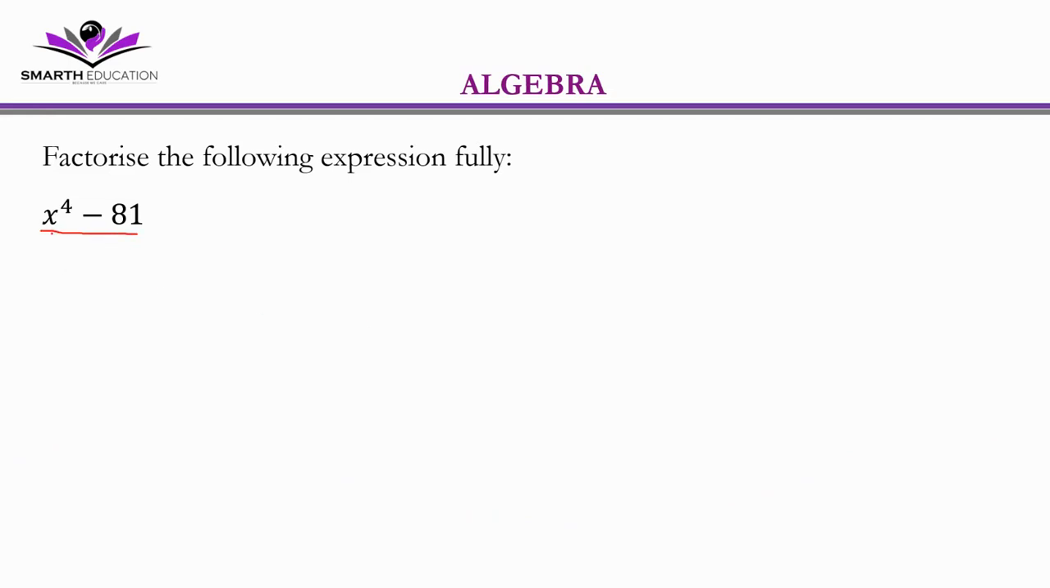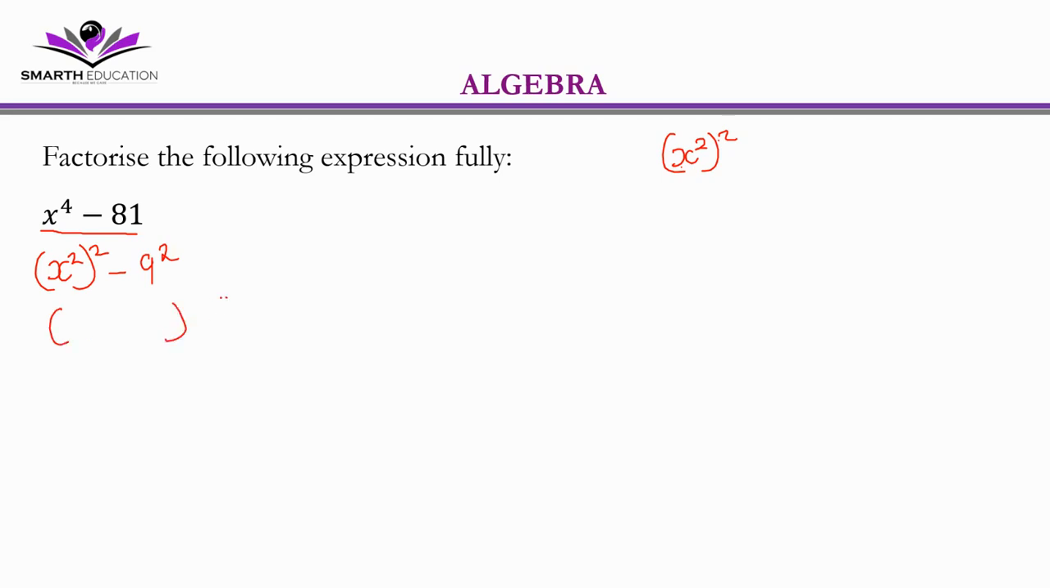So if you check these two terms, they are both perfect squares, because x to the power 4 is like x squared to the power 2, so it's x squared squared. And 81 is a perfect square. It is 9 squared. So we can write this as x squared squared minus 9 squared. So this is a difference of two squares.